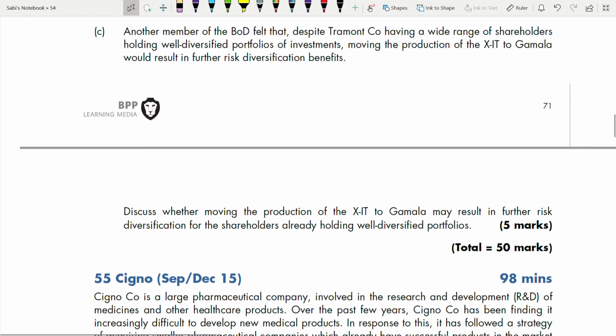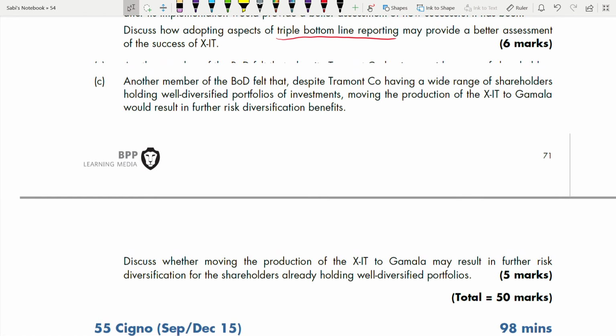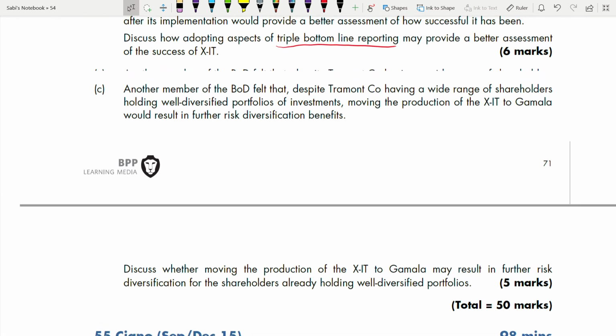Coming to part C. Another member of the board of directors felt that despite Tramont having a wide range of shareholders holding well-diversified portfolios of investments, moving the production of XIT to Gamala would result in further risk diversification benefits. So they are saying that the company has a wide range of shareholders holding well-diversified portfolios. Even then, moving their production to Gamala would result in further risk diversification benefit.